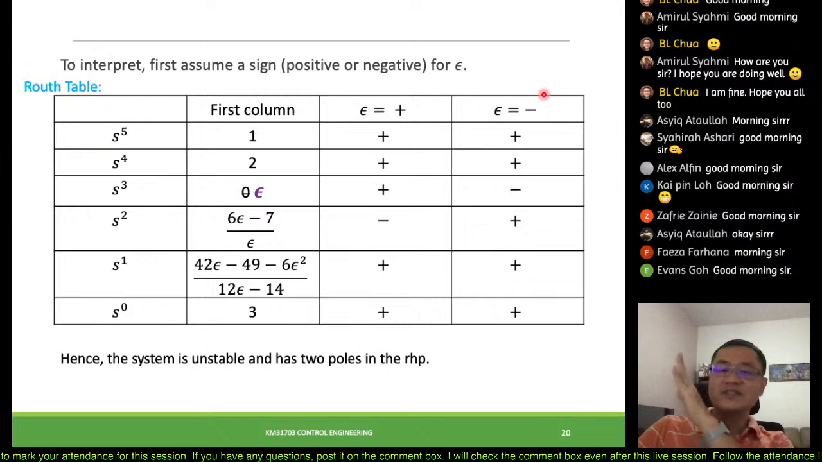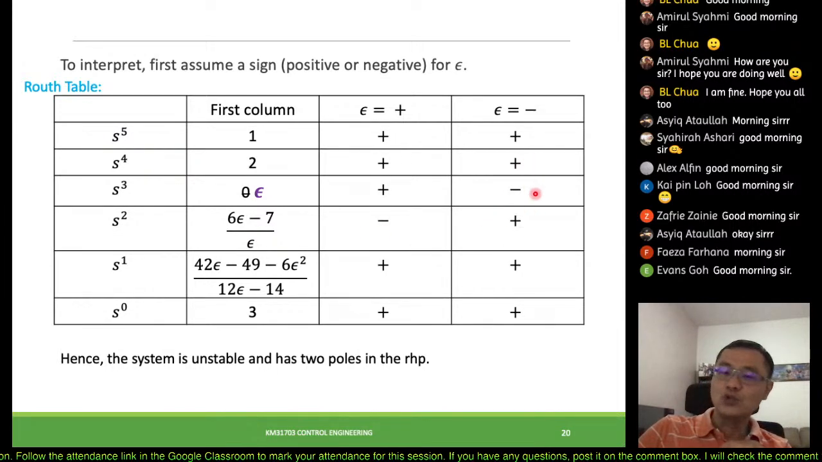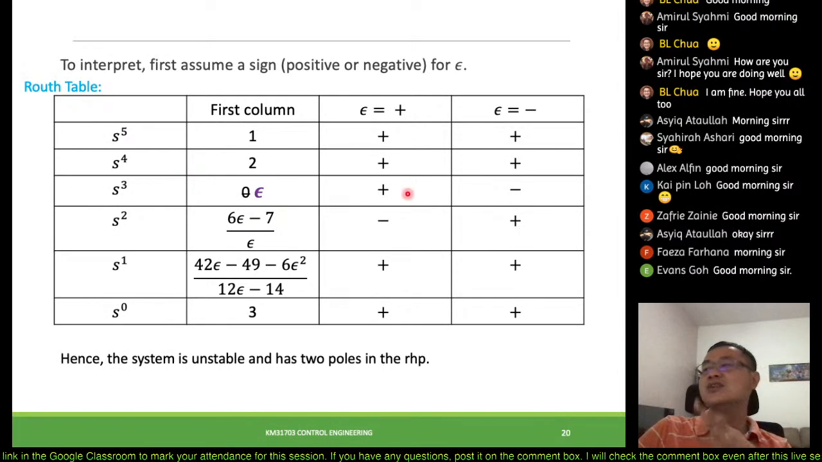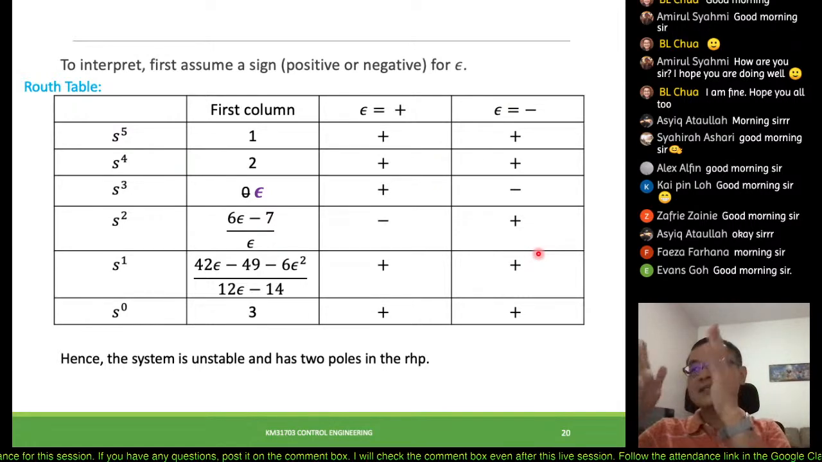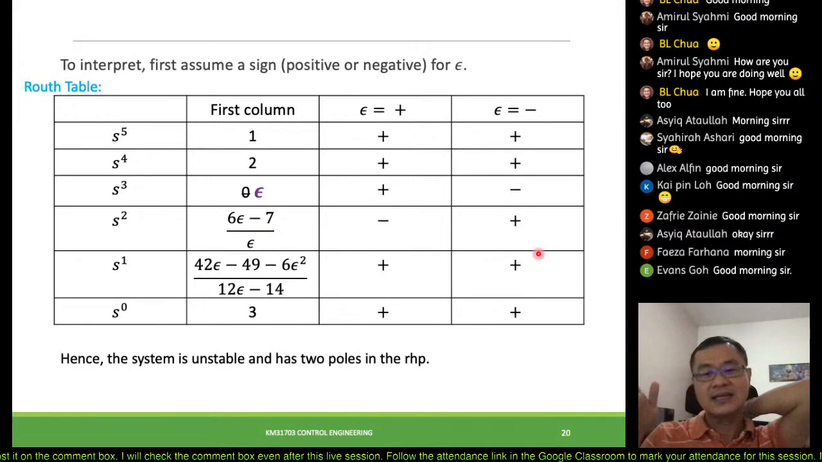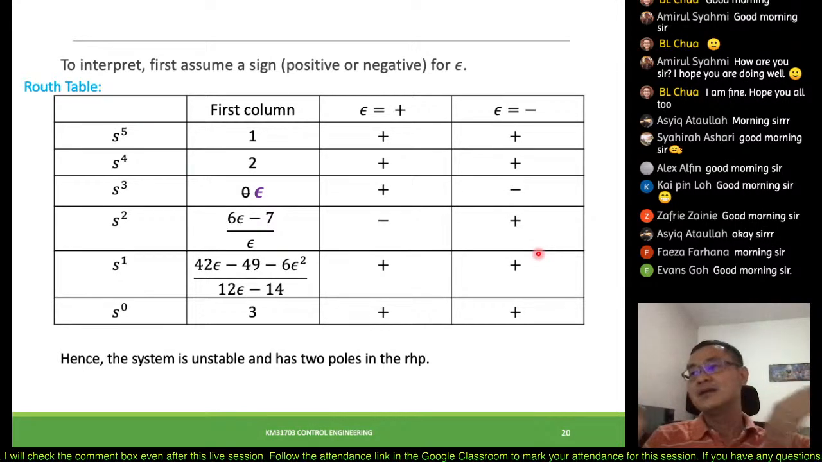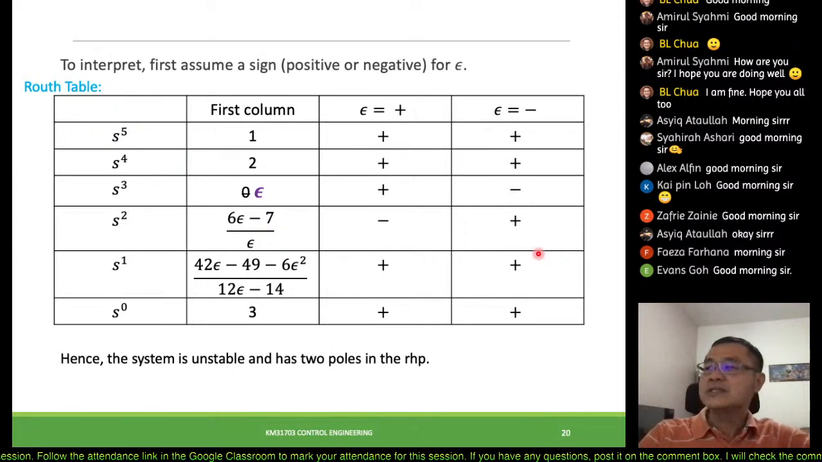Whereas for the negative side, when we assign a negative value to our epsilon, same thing, if we put negative 0.01, then you will see that it turns to positive. Again, you can see two sign changes. So immediately you can see that they are consistent, telling us that there are two poles lying in the right half plane, and we know that the system is unstable, right? So this is how we can do it.